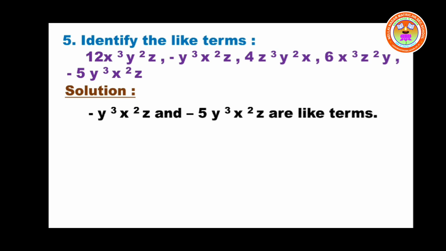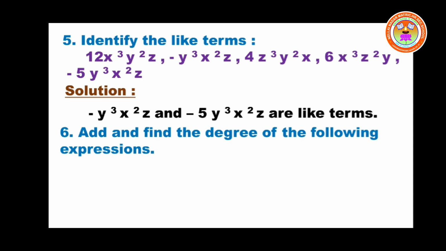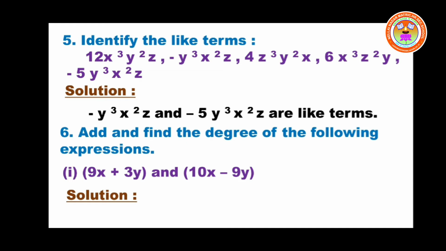Now let us move on to the next problem. Problem number 6. Add and find the degree of the following expressions. Subdivision 1: 9x plus 3y and 10x minus 9y. The two expressions are given. You have to add these two expressions and find the degree of the resulting expression. Now let us move on to the solution, children.